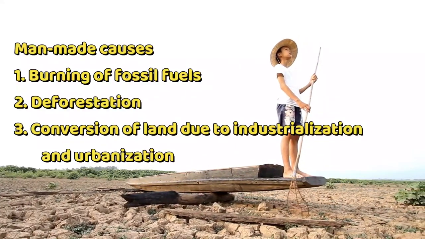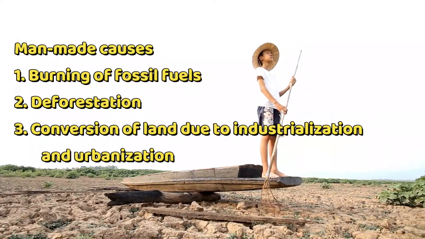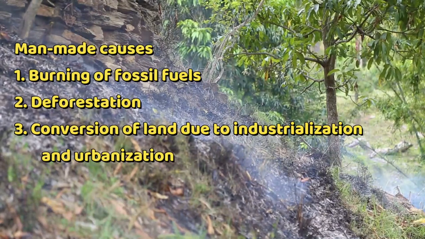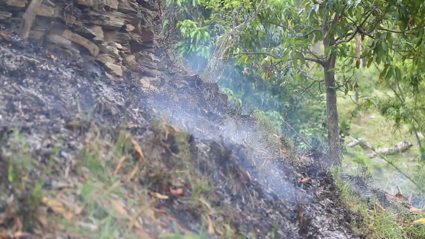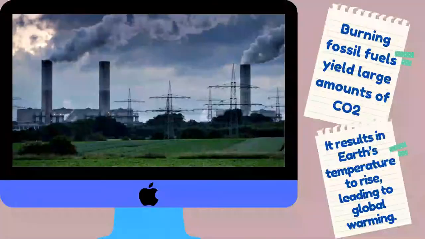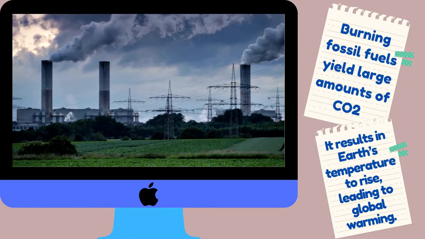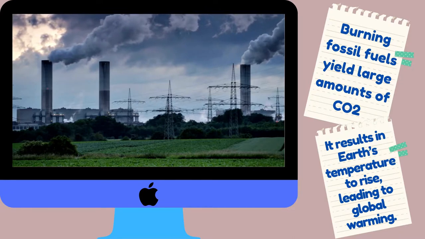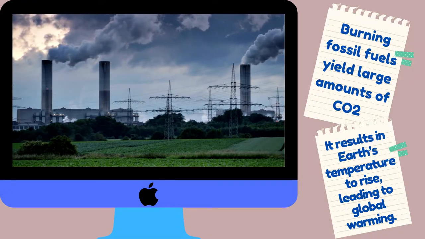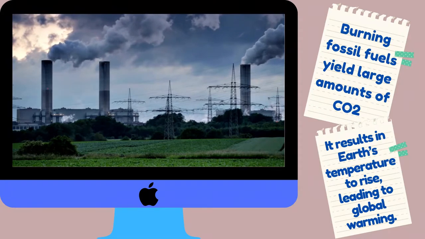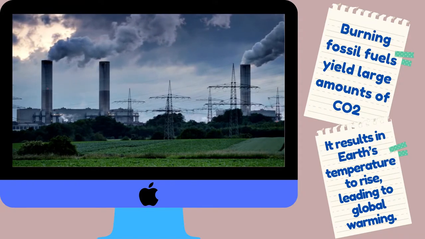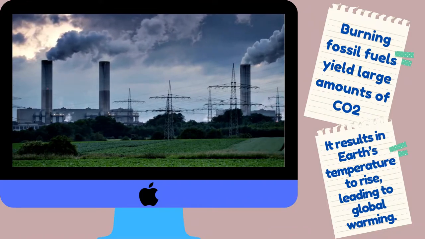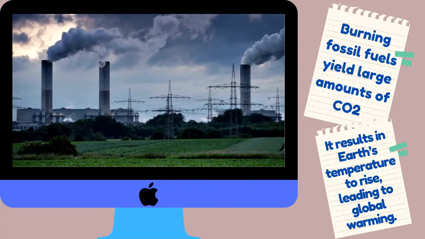Man-made causes involve burning of fossil fuels, deforestation, and conversion of land due to industrialization and urbanization. Number 1. Burning fossil fuels yield large amounts of carbon dioxide, which is a greenhouse gas. A higher concentration of greenhouse gases cause heat trapped in the atmosphere, resulting in Earth's temperature to rise, leading to global warming.